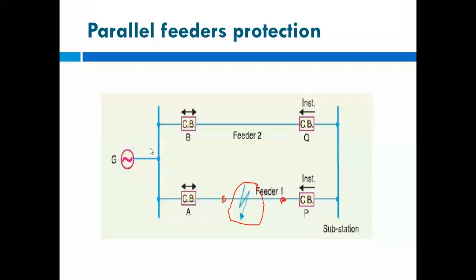Here, if any fault occurs, then the power is supplied through this feeder 2. Power is supplied by using this feeder 2.